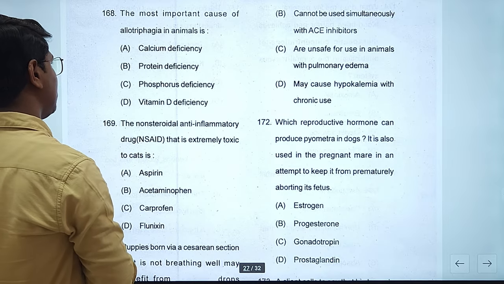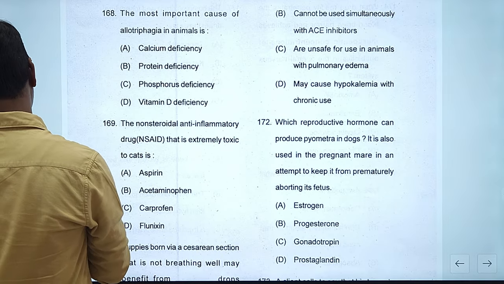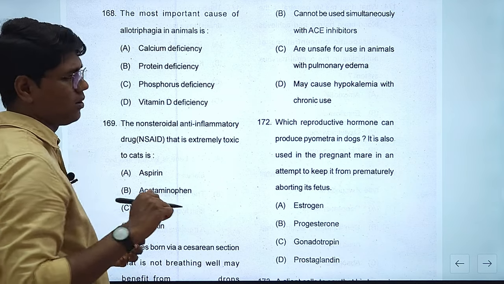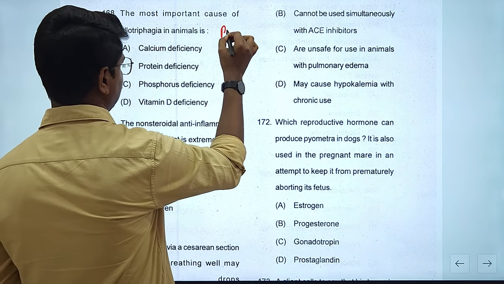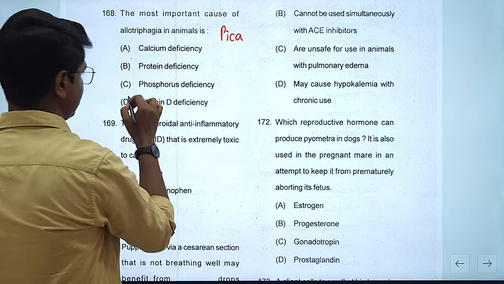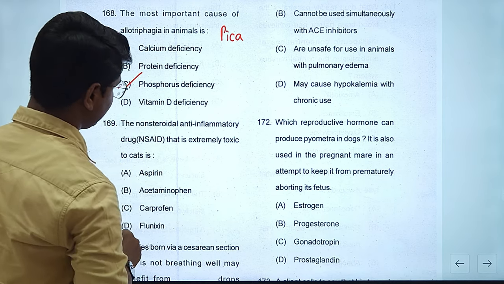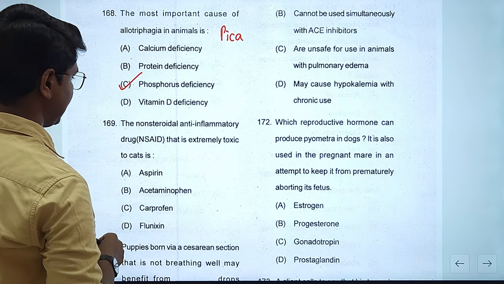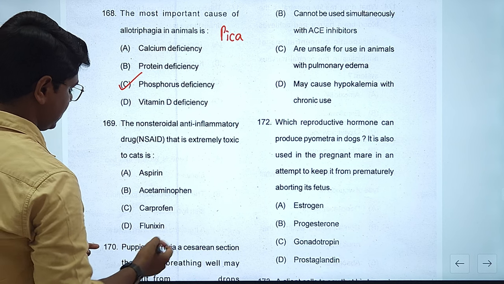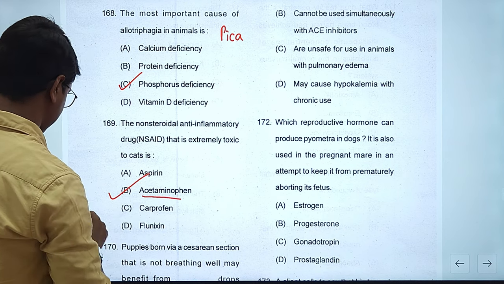The most important cause of allotriophagy, which basically means eating inanimate objects, known as pica, is phosphorus deficiency. The non-steroidal anti-inflammatory drug NSAID that is extremely toxic to cats is, you know this one, acetaminophen.